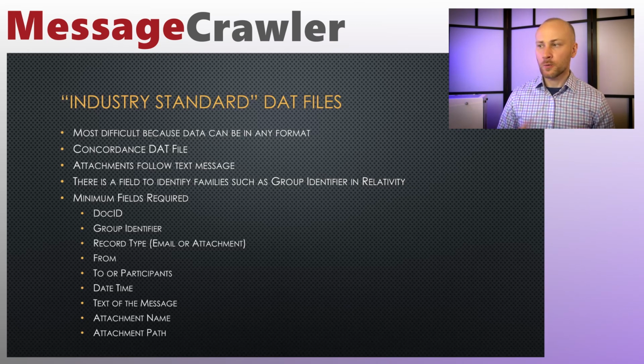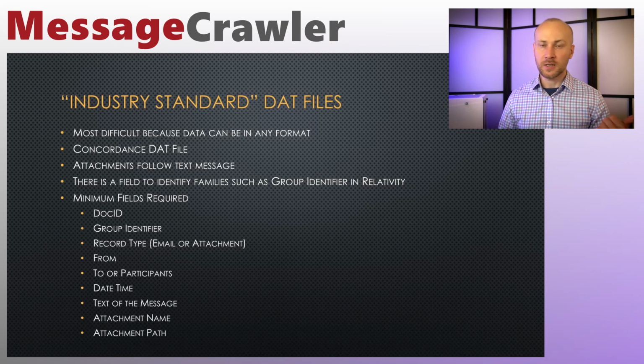Now, some other fields required. We want to have DocID because we want everything numbered. We want to have a group identifier. We want to have a record type, email or attachment. That's always nice to have. The From field is going to say who sent the message. And then we can have a To field or Participants. The To field is if you have a couple of people sending messages to each other, or you can have Participants if people were in a group chat of some sort, so we'll have all other people who were also seeing this message.